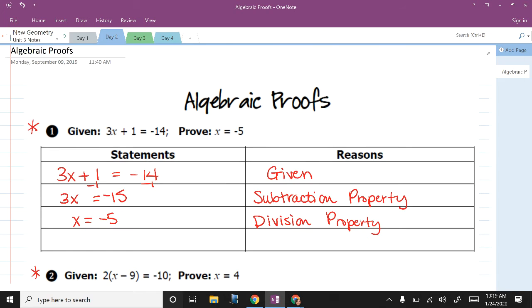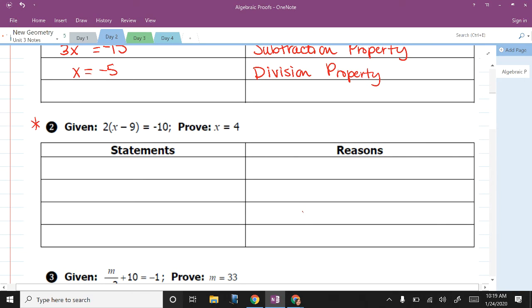Let's do number 2. We're not going to do all of these together, but we're just going to do a few. I have them marked on here. So if you see the red star on the screen, those are the ones we're doing. So we're going to do number 2. So what do I write down for my first statement? The given. So 2 times parentheses, x minus 9 parentheses equals negative 10. And my first reason is what? Given. Your first reason is always given.